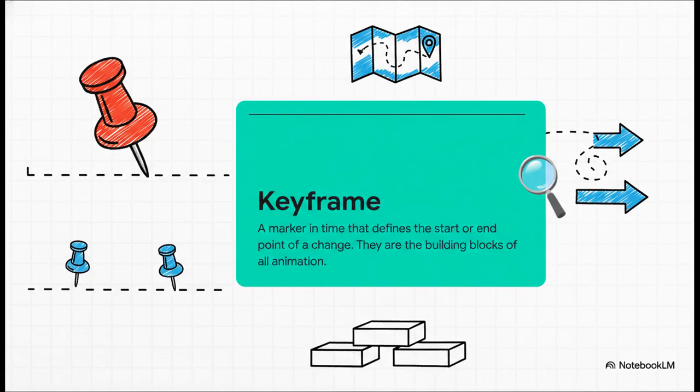Now, before we can make anything move, you have to understand this one super crucial concept, the keyframe. The easiest way to think of it is like putting a pin on a map. You're telling Premiere Pro, okay, at this exact second, I want this thing to be right here. And once you set two or more of those pins, you create motion. They are the absolute foundation of all animation.